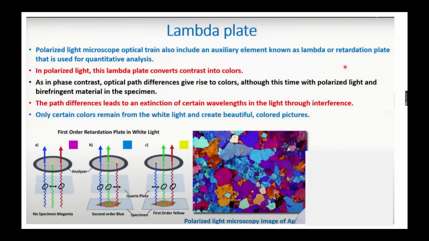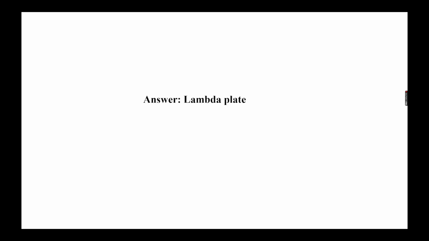Okay, so there will be the path difference, and due to that certain colors remain from the white light, and that will create a beautiful colored picture in the polarized microscope. So the main thing is the lambda plate. By using a lambda plate we can get this color.